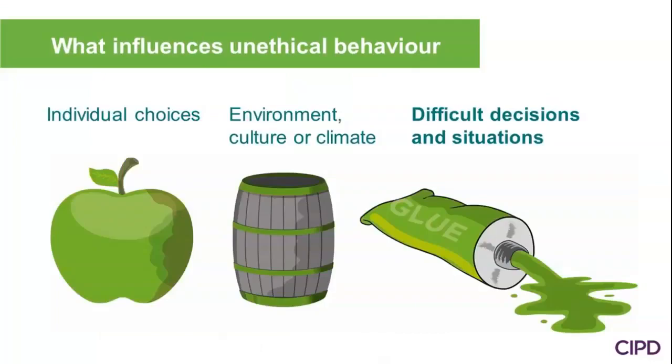So as the name of the report suggests, we highlight 3 broad areas that influence unethical behaviour. And those are the rotten apples, so the individual choices that we make at work, the bad barrels, or hopefully good barrels too, the environment, culture, or climate that's in our organisation, and also the difficult decisions and situations, or the sticky situations at work that make our lives a little bit difficult. And today, Johnny and I will talk about those difficult decisions and situations, and also the individual choices or rotten apples part of this research.